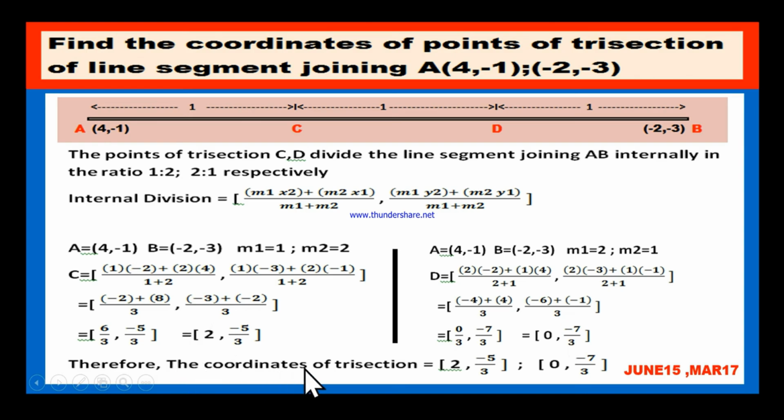Therefore, the coordinates of the points of trisection are 2, minus 5 by 3 and 0, minus 7 by 3. Is it clear, students? Very good. You may please practice this question properly so that you can answer this whenever it appears in the examination.